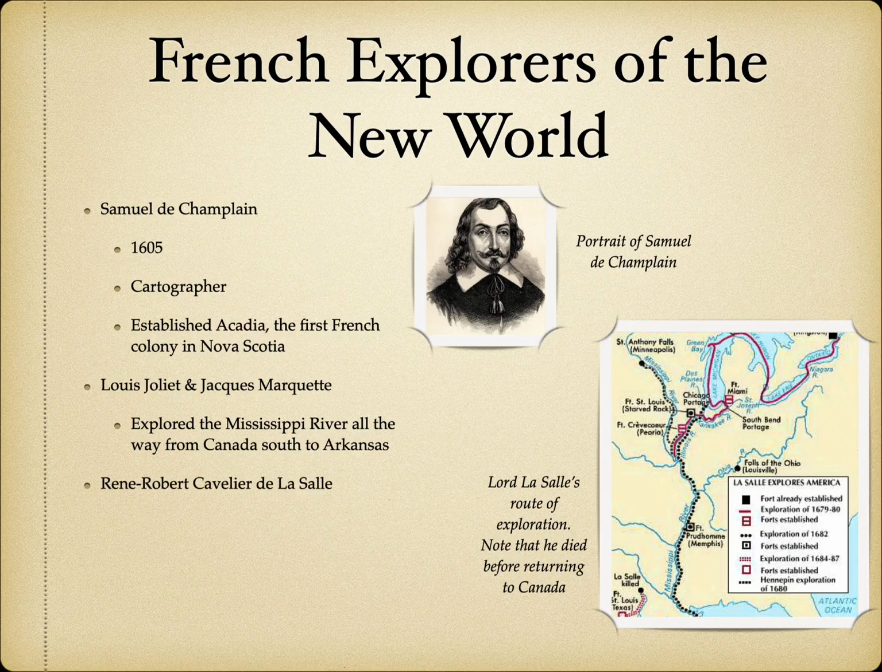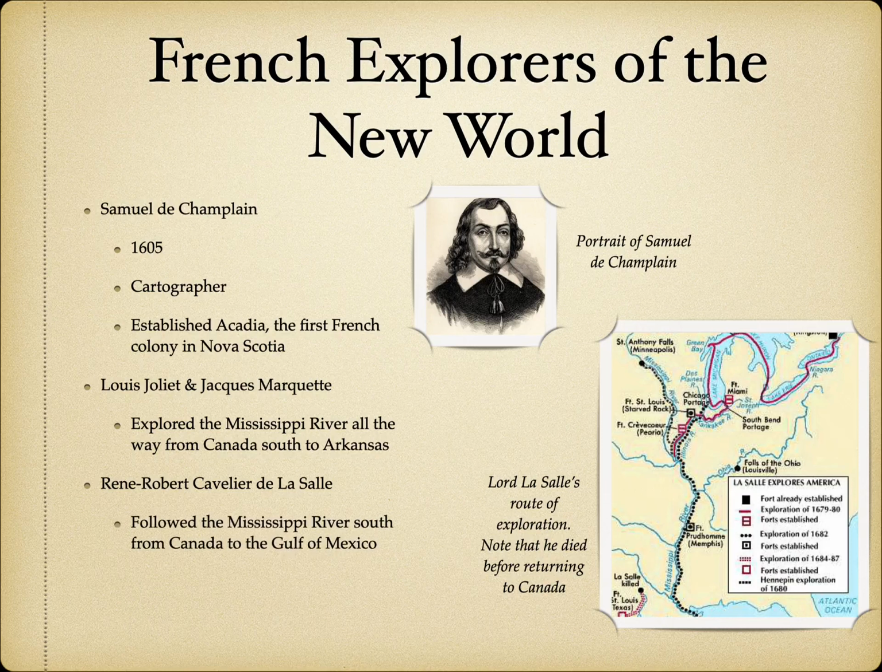And then you get this guy, René Robert Cavelier de la Salle. That's his full name. How would you like to write that in kindergarten? Right? But René Robert, that's his first name. Cavelier, middle name. De means of. LaSalle is where he is from. René Robert Cavelier de LaSalle. You don't need to know his full name. Just put LaSalle. That's okay.